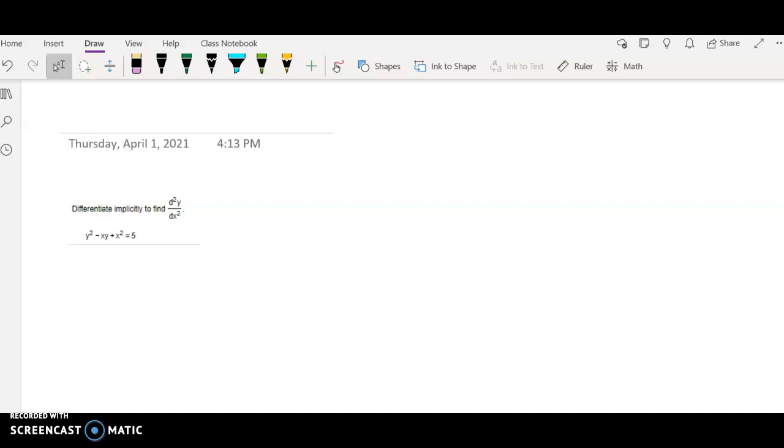Hey guys, someone sent me a question concerning implicit differentiation, and this is a problem that I pulled from my math lab, and I thought I would work this out for you guys and share it with the class.